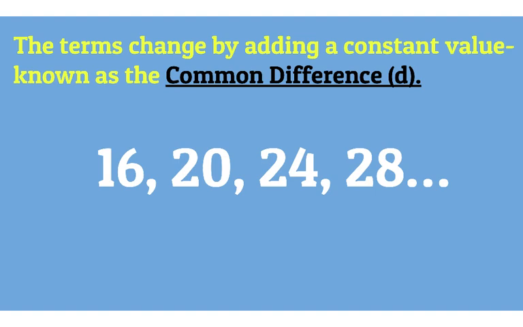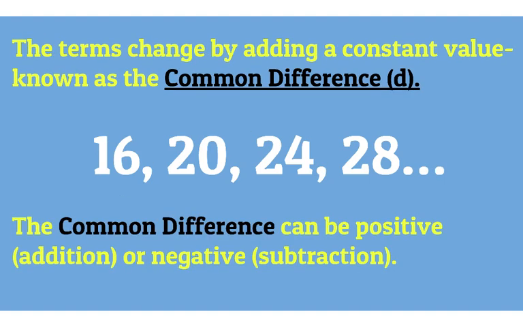Before we get into the formula, something you need to know is the common difference, or the D, and that's how the terms change by adding a constant value or finding the constant difference. So the difference between 20 and 16 is going to be positive 4. The difference between 24 and 20 will also be 4, and the difference between 28 and 24 will be 4. And that, my friend, is the D. All right, understand that your D, or the common difference, can be positive or negative.